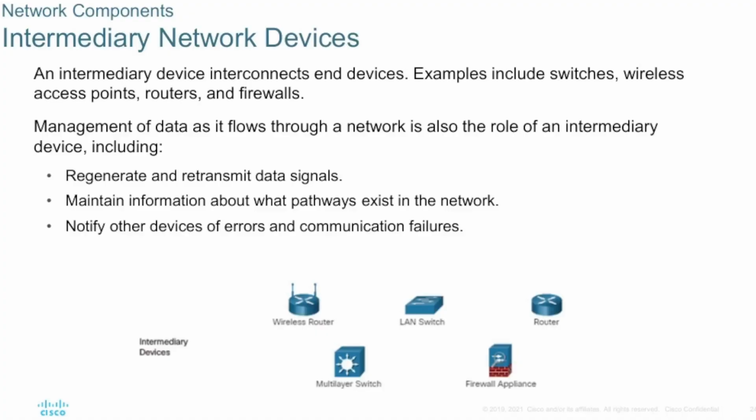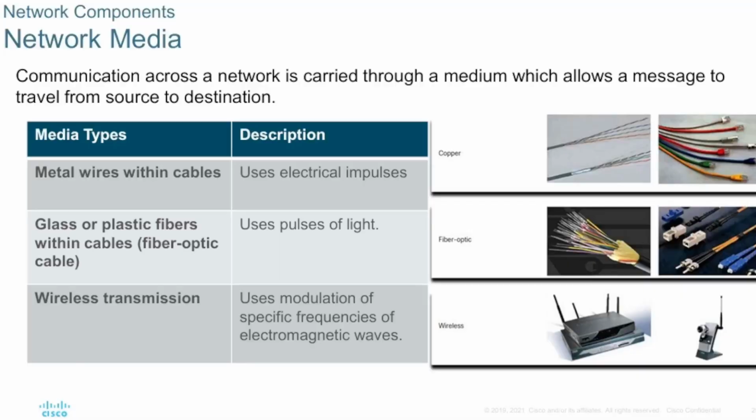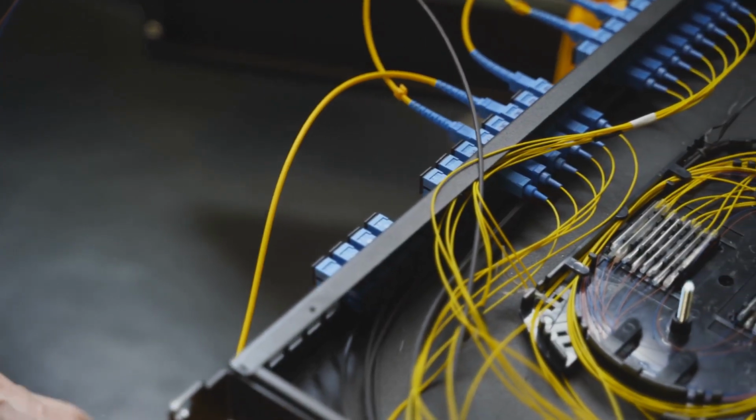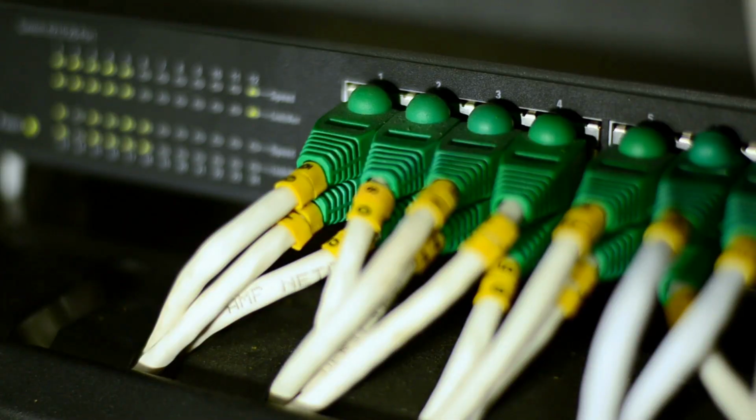Between the end devices are intermediary devices, such as routers, switches, firewalls, and access points. These devices are responsible for moving data through the network, directing traffic, and determining the best paths for data to travel. That's where network media comes in, the physical or wireless pathways. This includes copper cables, fiber optic lines that carry data at lightning speeds, and wireless signals like Wi-Fi or cellular. The choice of media affects the speed, distance, and reliability of the network connection.